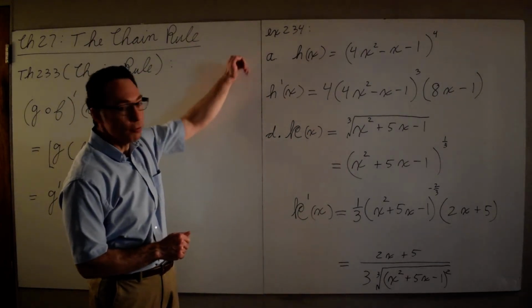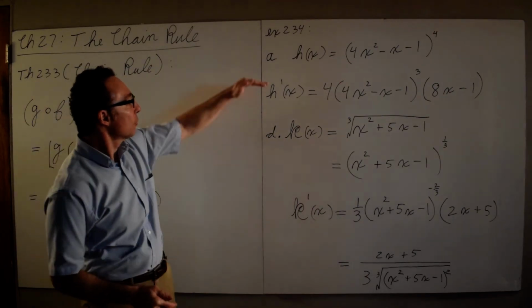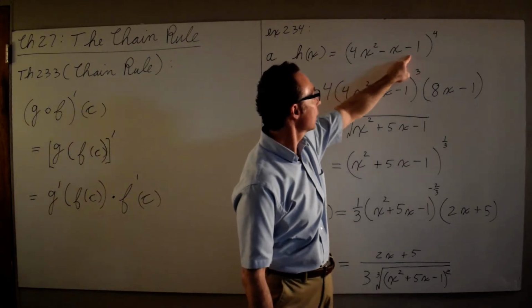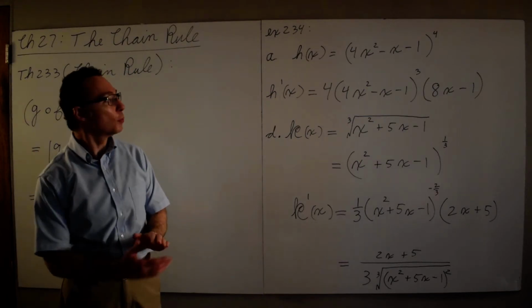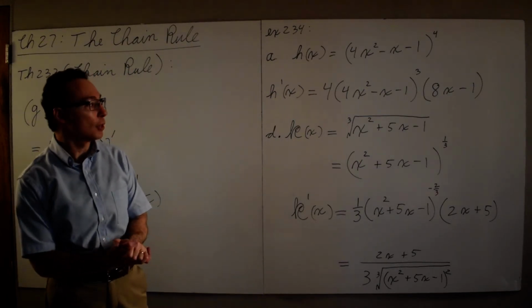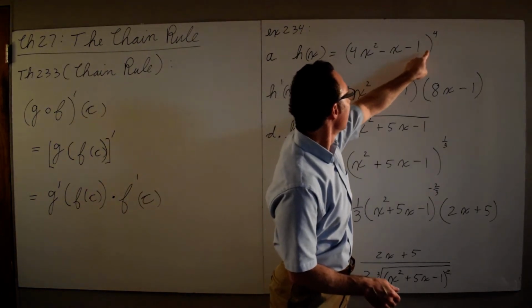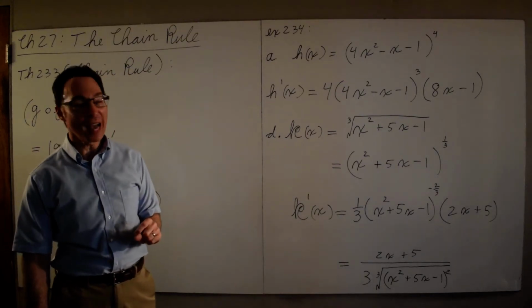So we have a couple of examples here. Example 234, I'm going to look at parts A and D. So for A, we have h of x is (4x squared minus x minus 1) to the fourth power. So we have to be able to recognize what's the inside function and what's the outside function. So the inside function is this quadratic, and the outside function is the fourth degree polynomial. That's the thing we do last.